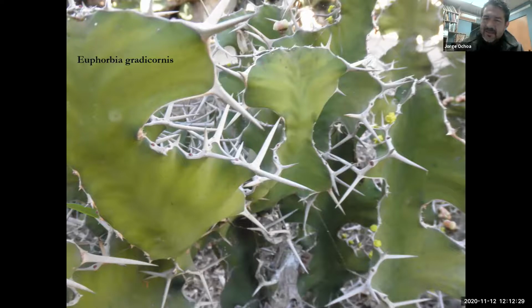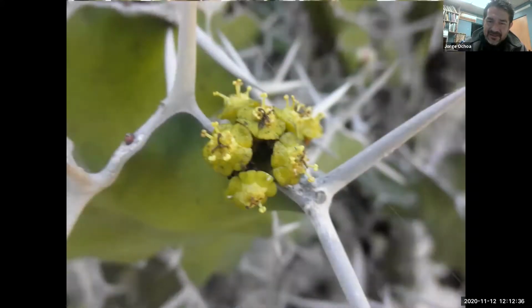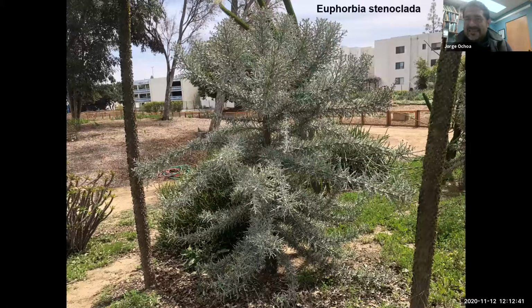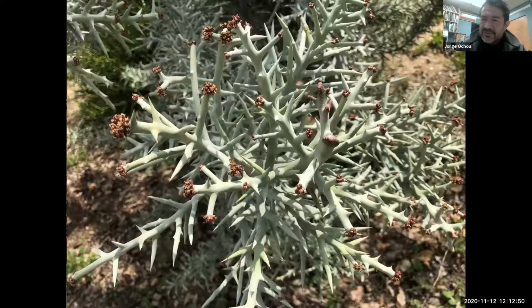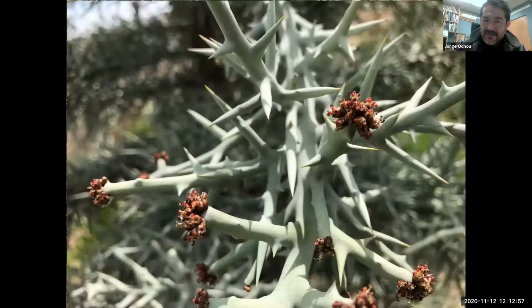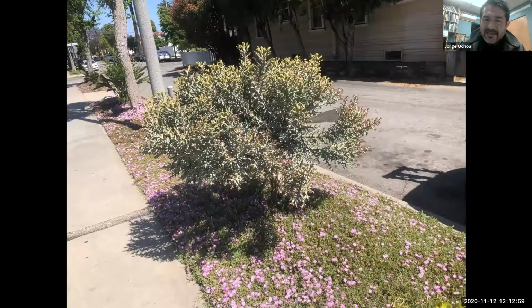really, really big and rigid. Grandicornis, meaning big horn. So here's the stipules, very large. There's the flowers. Or from Madagascar, Euphorbia stenoclada. Here's, I think this is in San Diego, but it's reduced to very spiny stems. So leaves probably gone. And at the tips, we have the flower clusters. And this one happens to be here in Long Beach, not too far from campus.